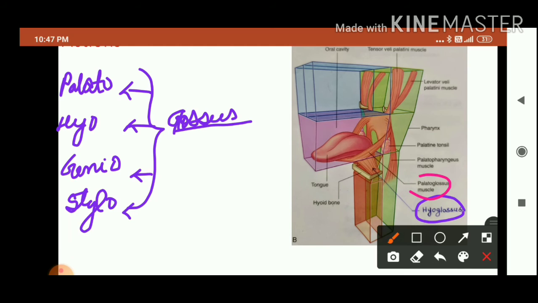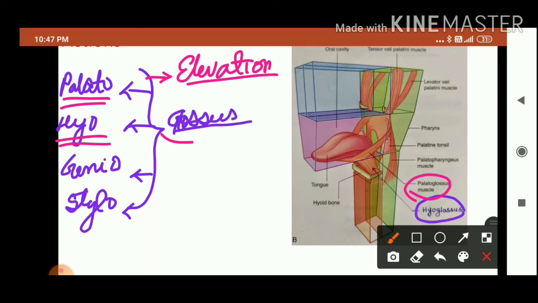Now, what will be the function of each muscle? First, the palatoglossus and hyoglossus. The palatoglossus attaches the tongue superiorly to the soft palate, so it is responsible for elevation. And what about the hyoglossus? It depresses the tongue.